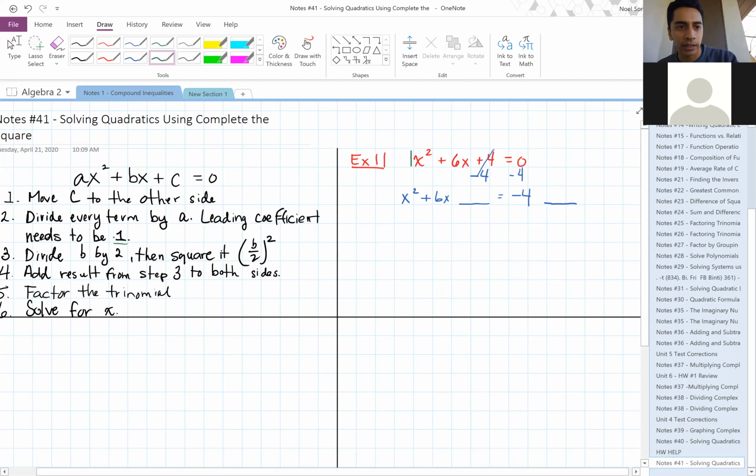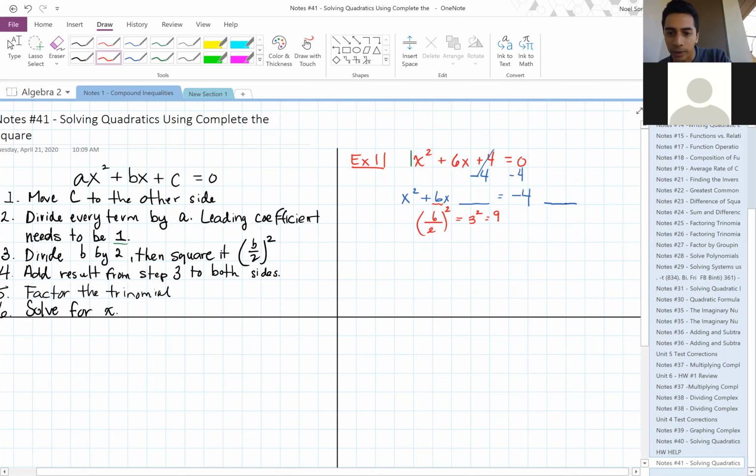Here's what you do in step 3. You're going to take your b value. In this case, your b value is 6. You're going to take 6, divide this term by 2, and then square it, okay? So 6 divided by 2 is 3. And now it's just 3 squared. 3 squared gives you 9. Okay? So what are you going to do with that 9? Now that you've divided b by 2 and squared it and you get 9, step 4 says to add that result to both sides.